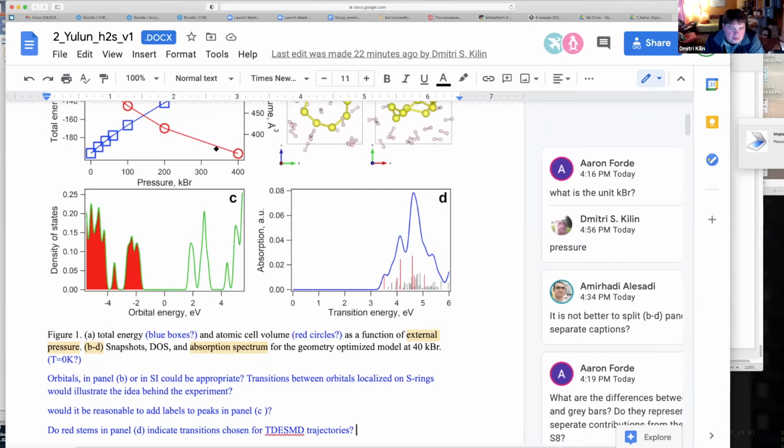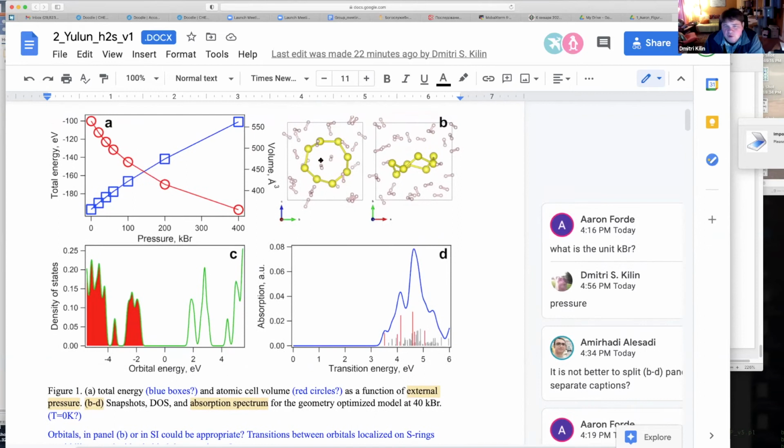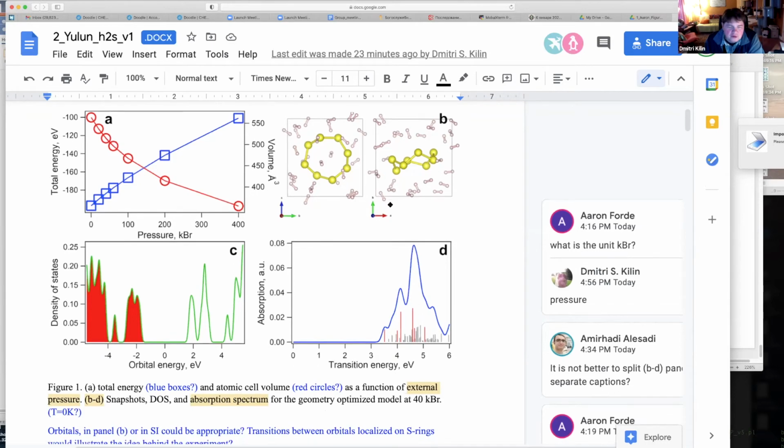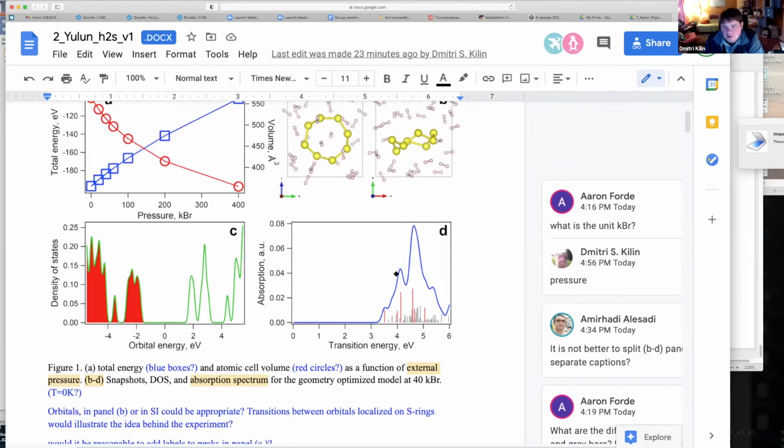I also check, would it be reasonable to maybe plot orbital right here in figure B? Maybe not for the science, but for entertainment of the readers. And if we are going to discuss transitions, it could be reasonable to label them so that in text we can, instead of referring to transition energy, just call them peak A, peak B, peak C.